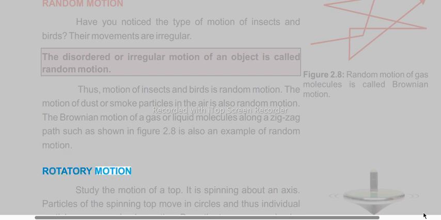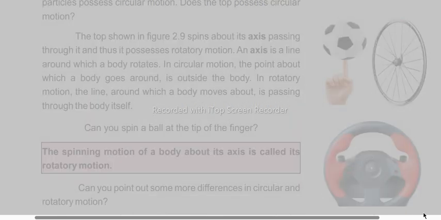Rotatory motion. Study the motion of a top. It is spinning about an axis. Particles of the spinning top move in circles and thus individual particles possess circular motion. Does the top possess circular motion? The top shown in Figure 2.9 spins about its axis passing through it and thus it possesses rotatory motion.